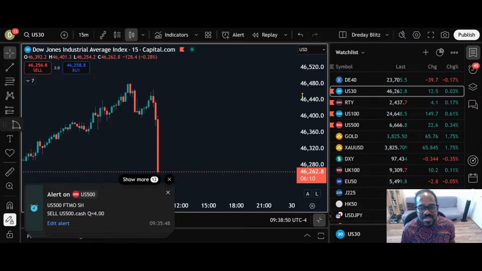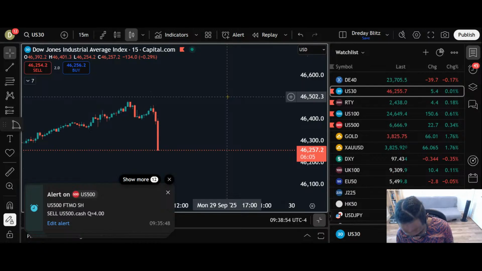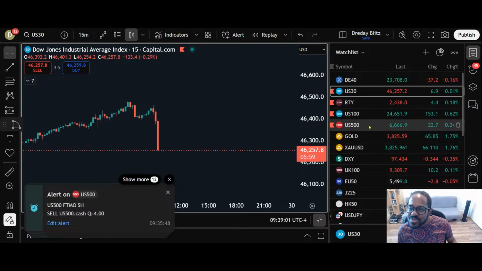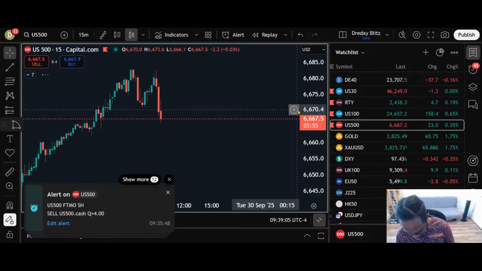So UK100 awesome this morning. So we have a US30 for a sell. It's tanking right now. And we have an SPX 500 for a sell also. Looking good also.